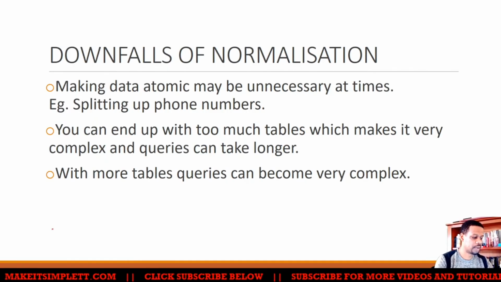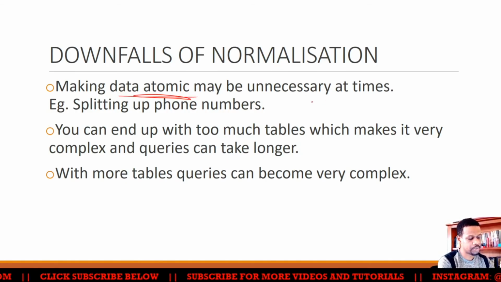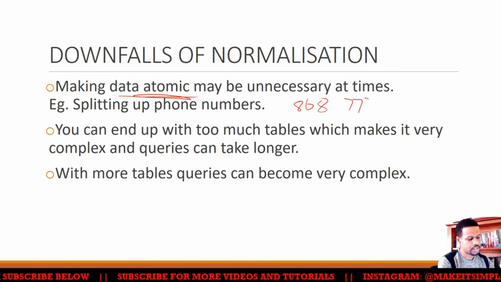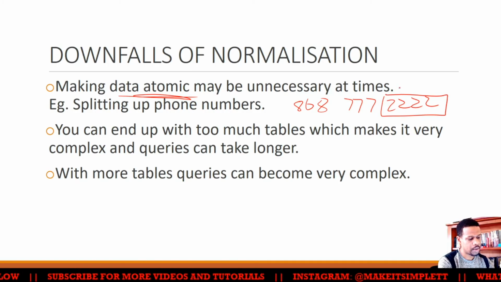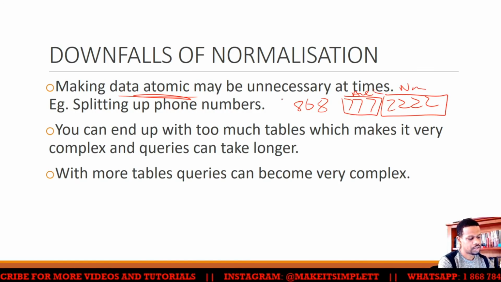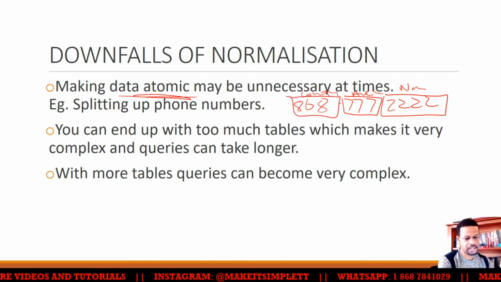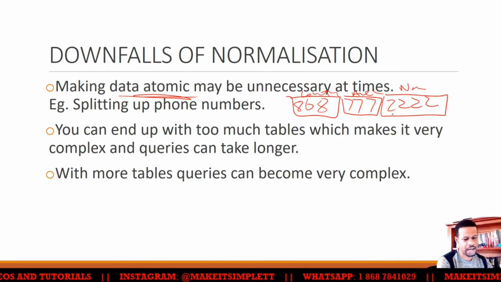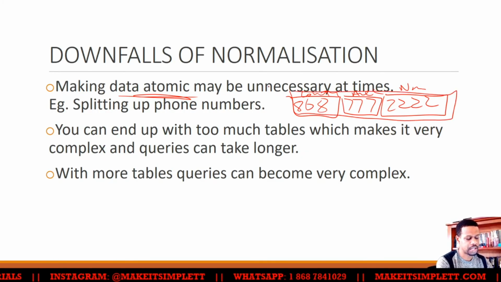So the downfalls of normalization: splitting, making data atomic, could be unnecessary at some time. So if you have a phone number like 868 777 2222, if you split this up into number, then area, then country, you might be making the data a little too atomic and it'll be hard to search for a number. So you might just want to keep the number together.